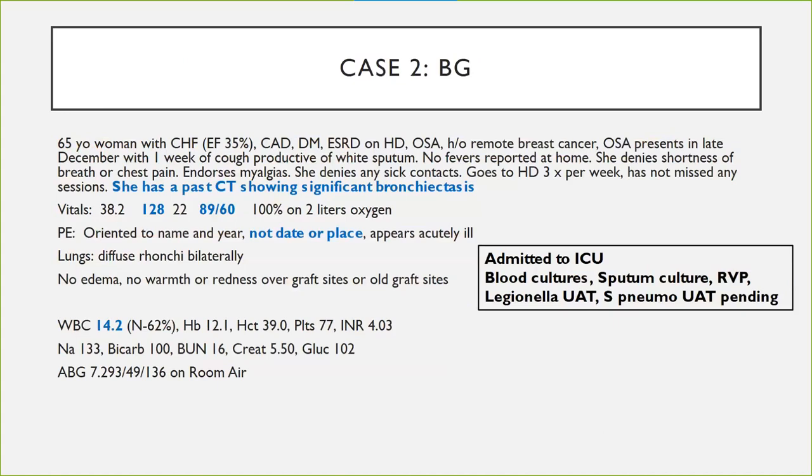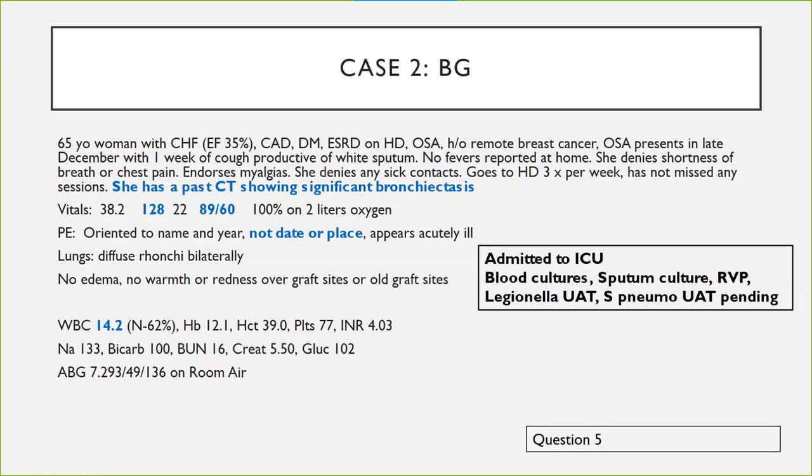So let's go back to the case, and I want to make a few changes in her history and presentation. In addition to having all of the comorbidities that she had before and being on hemodialysis, she also has a past CT showing significant bronchiectasis now. She's also looking a little more sick than before. Her heart rate is 128. She's hypotensive, not really oriented, and her white count is 14.2. So now we decide to admit her to the ICU, and she has a bunch of workup pending, and pretend we don't know that she had influenza.